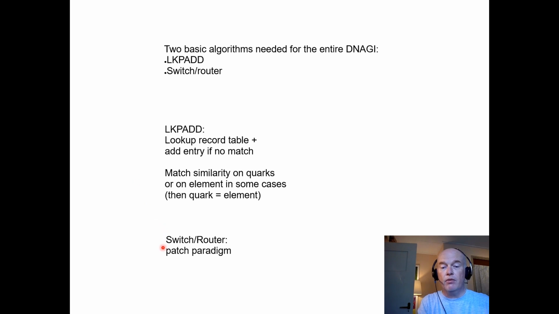The second algorithm is based on the patch paradigm, which is that the total AGI has a certain amount of knowledge, and this can be divided up in patches. So each patch stands for a smaller amount of information, and the total of these patches gives again the total knowledge of the AGI.